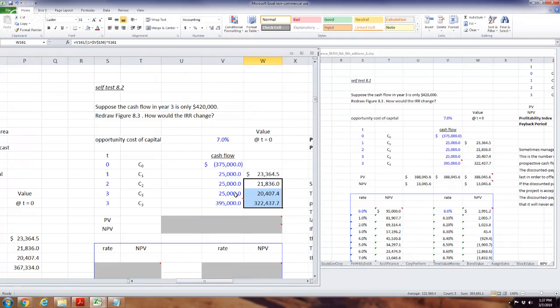Okay, so we have all those pieces there. So there's your 23 right there. There's your 21. There's your 20. There's your 322. Okay, so we have all those pieces, as we go. Looking at that, a year out, the 25s are 23. Two years out, the 25s are 21. Three years out, the 25s are 20. Then three years out, the sale price was 322 at 7%.